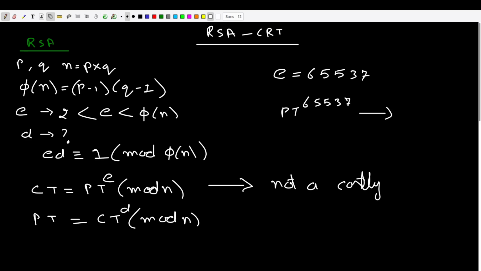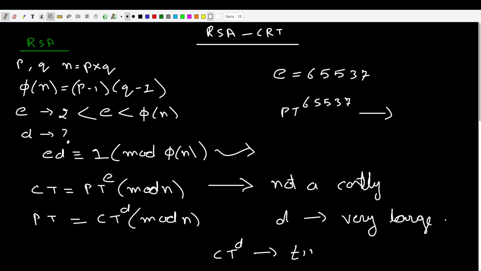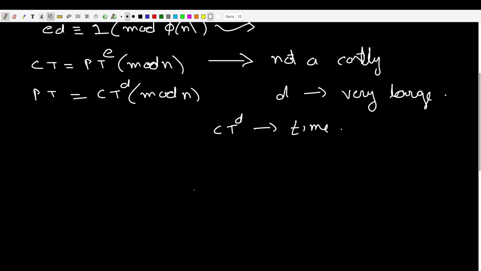Usually what happens is that when we compute d, then d tends to be a very large value. Now since d is a very large value, the computation of ciphertext to the power d will take a lot of time. So time wise, it will become a very costly operation. Ciphertext to the power d will become a very costly operation.